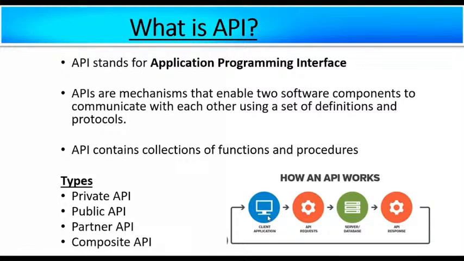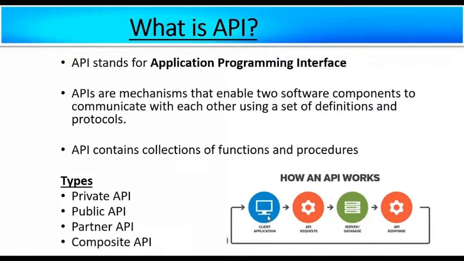And the third type of API is the partner API. Basically, when two businesses want to achieve one business goal, one business has to talk to the other business. In those cases, we will be using the partner API. And the last type of API is the composite API.